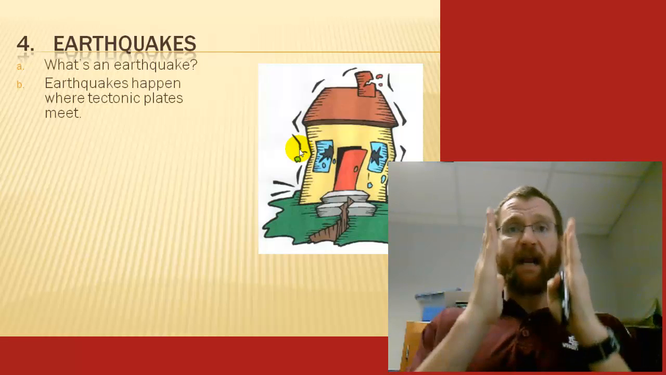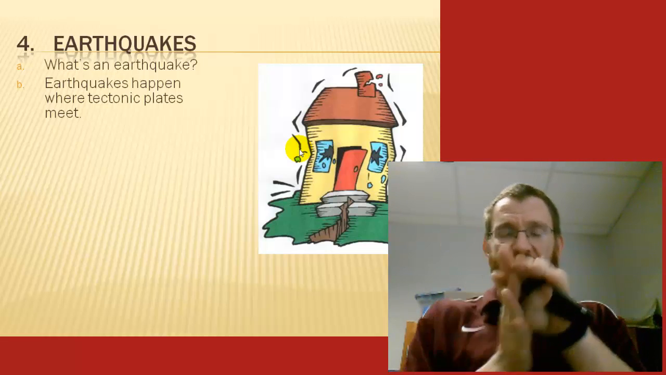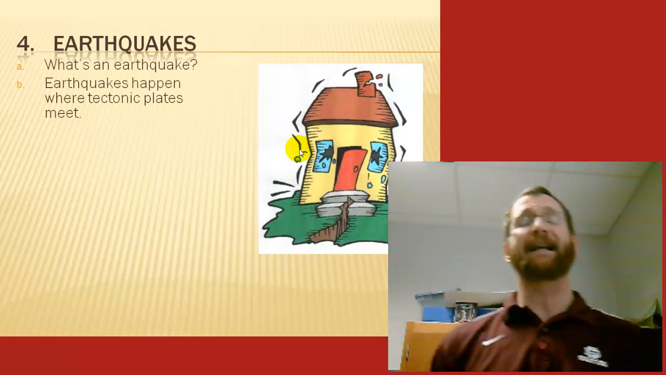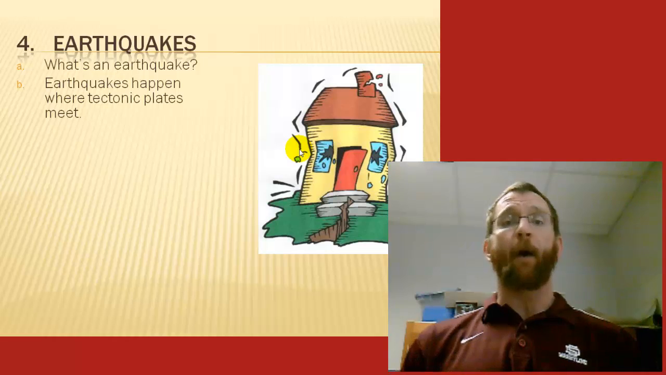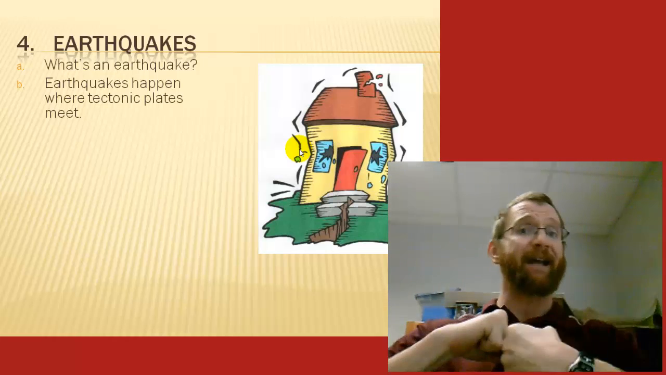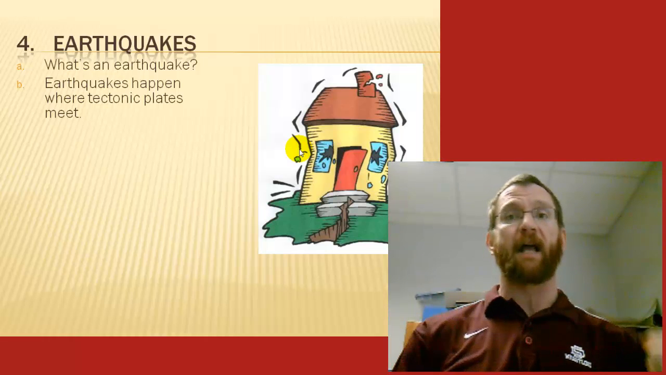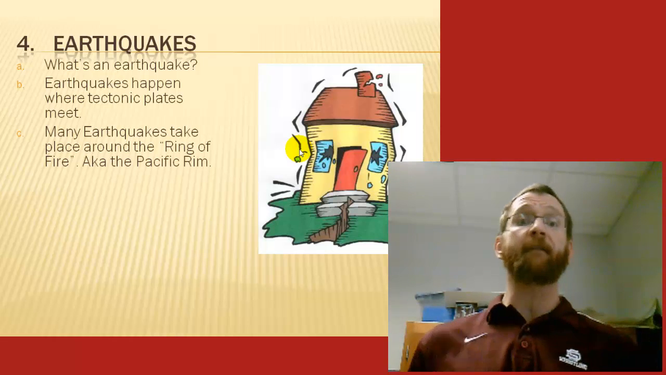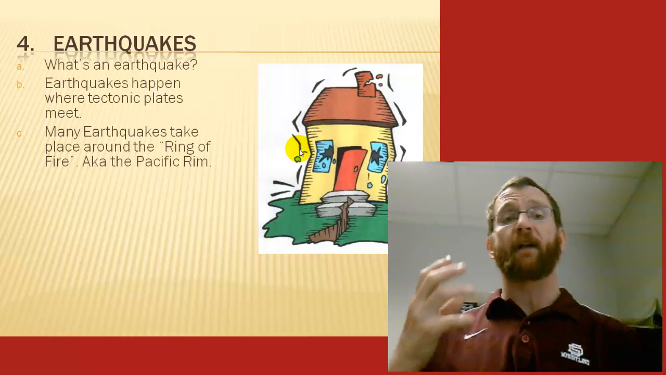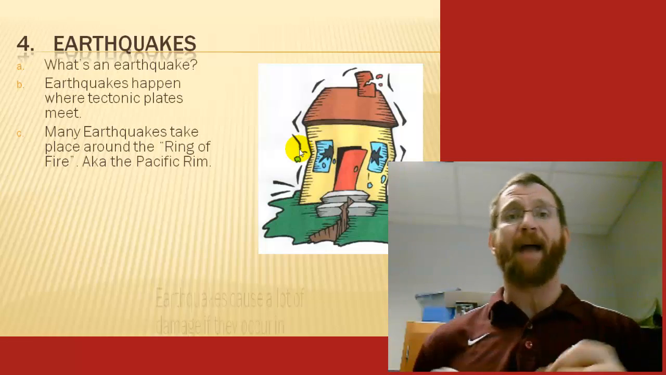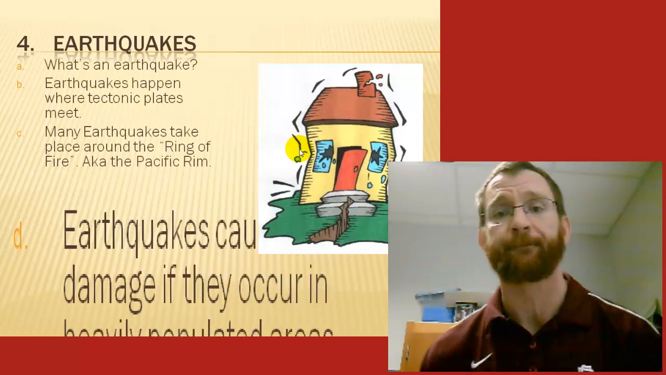Now, nobody dances like this anymore. Everybody dances like this and grinds up on one another. So earthquakes happen when those tectonic plates meet and grind upon one another like this. That's when all the action happens, when tectonic plates grind together like at a homecoming dance or at a club or something like that. A lot of earthquakes on Earth take place around something called the Ring of Fire, also known as the Pacific Rim. And I've got a map that I'll show you in just a second.